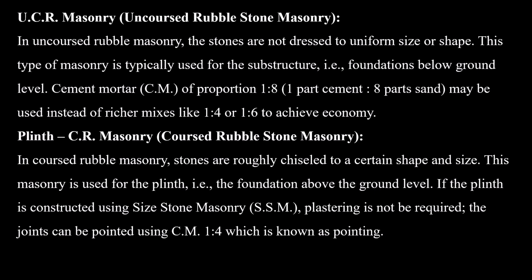UCR masonry, that is uncoursed rubble stone masonry. In uncoursed rubble masonry, the stones are not dressed to uniform size or shape. This type of masonry is typically used for the substructure, that is foundations below the ground level. Cement mortar of proportion 1:8, 1 part of cement, 8 parts of sand, may be used instead of richer mixes like 1:4 or 1:6 to achieve economy.